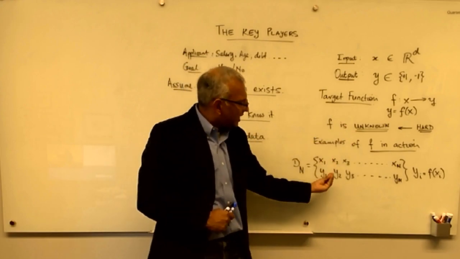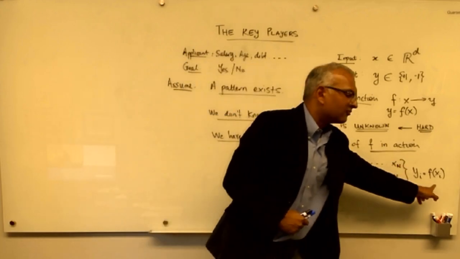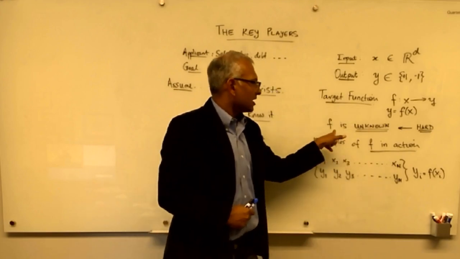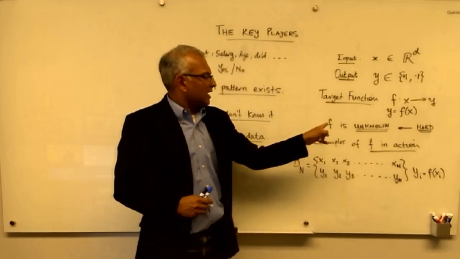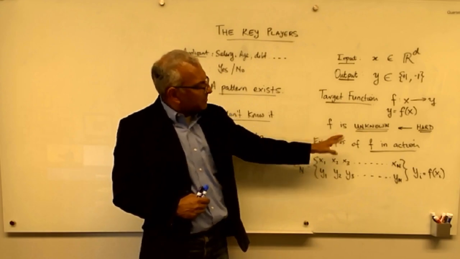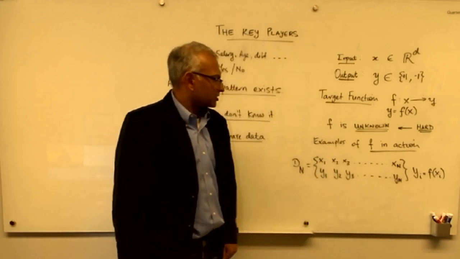And so the data, even though we don't know f, is indirectly giving us some information about f. And so we're going to try to reverse engineer f. Now, we may not get exactly f, but what matters is that whatever we get, we are going to use in the future.